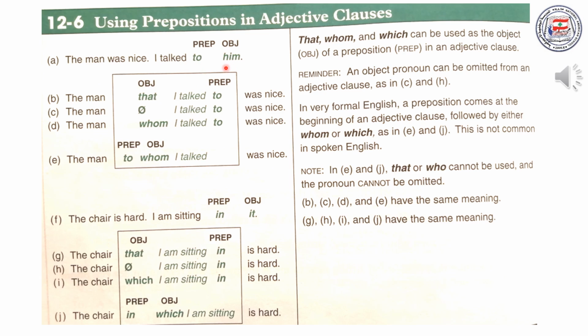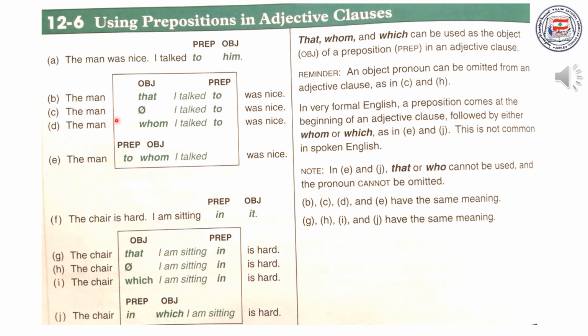Remember that him is an object pronoun that refers to the man and that functions as the object of the preposition to. So now we need to combine both sentences into one, making the second an adjective clause. To do so, remember that since the object pronoun him refers to a person, the man, and since it is in the object position and not the subject one, we can use that, whom, or we can keep it out.